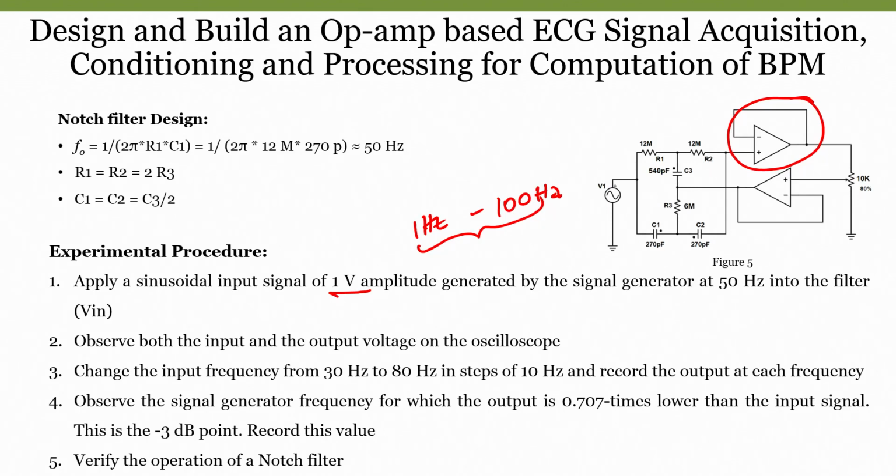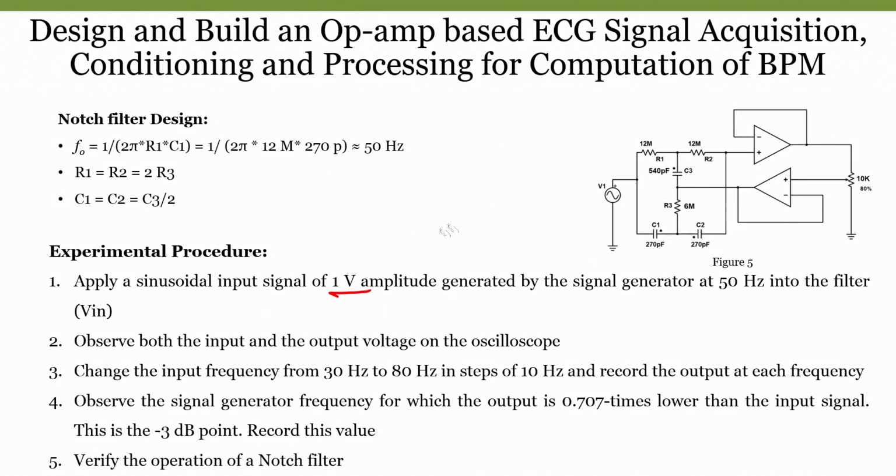That 0.707 factor is because of our minus 3 dB point. So, if we can find the frequency at which the output is 0.707 times that of the input, that frequency gives us the information of the cutoff frequency of our notch filter, right.